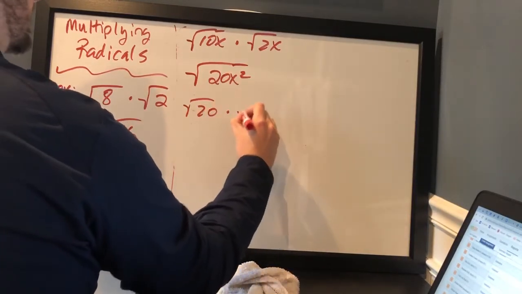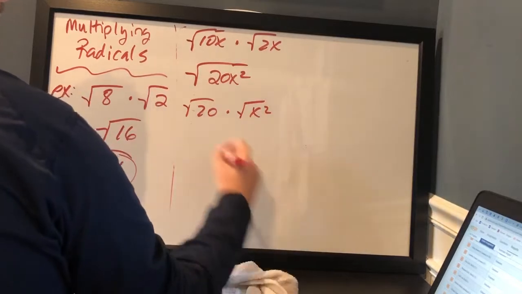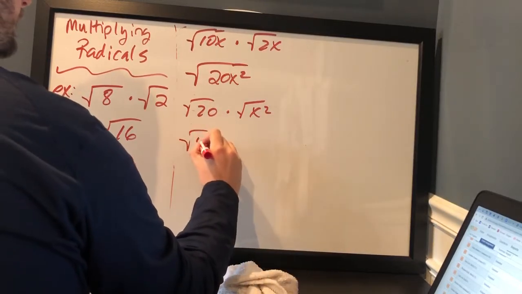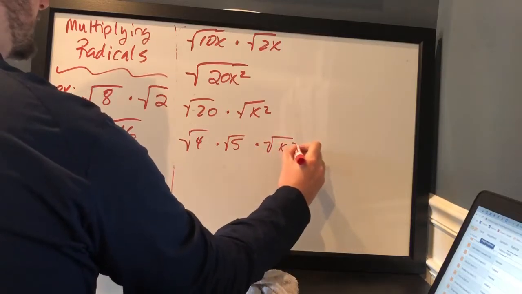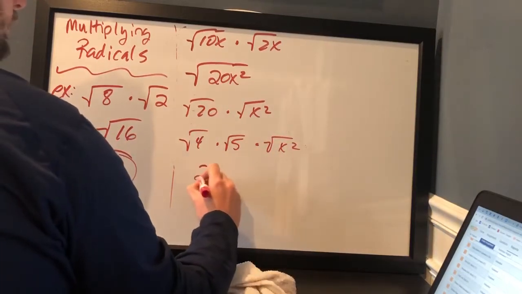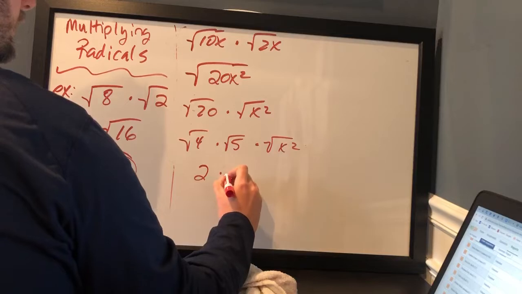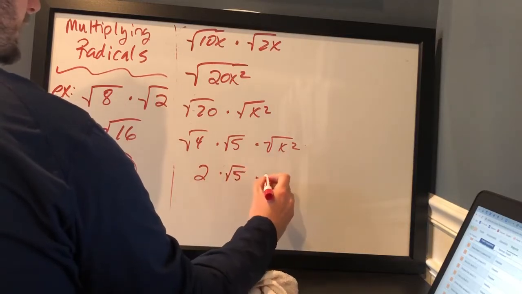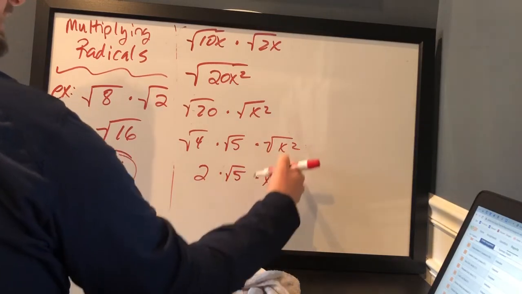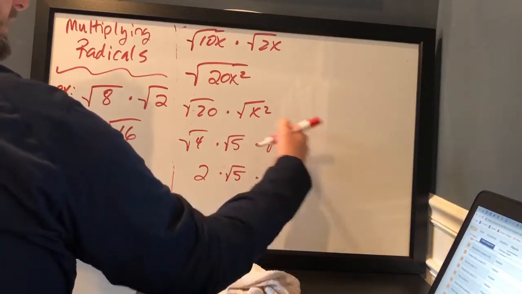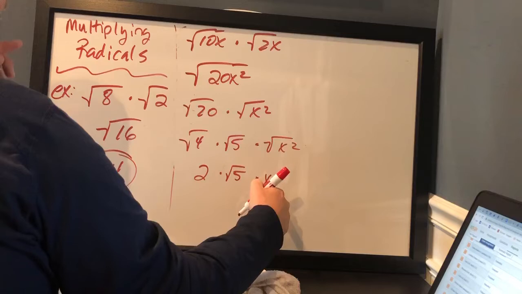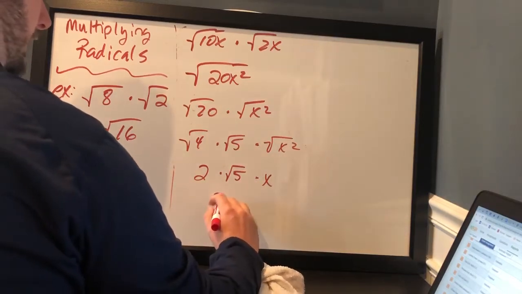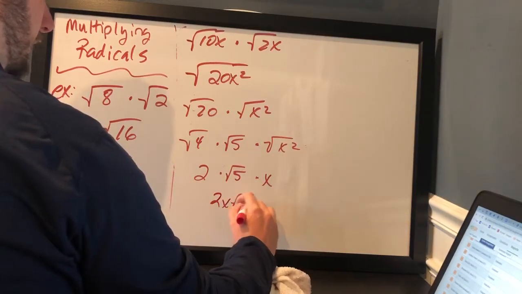Square root of 20 times the square root of x squared. Square root of 4 times the square root of 5 times the square root of x squared. 2, because the square root of 4 is 2, times radical 5 times x. Because remember, x times x gives us x squared. This is saying, what number times itself gives us x squared? Well, x does. So our answer would be 2x radical 5.